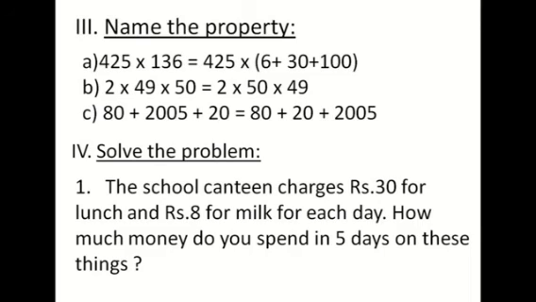Here is a verbal sum. I am just explaining. The school canteen charges rupees 30 for lunch and rupees 8 for milk for each day. How much money do they spend in 5 days on these things? So first you find out the total cost for lunch and milk for one day. Then you find out the total cost for 5 days. I hope all of you can do.